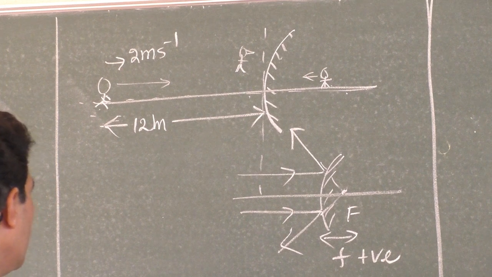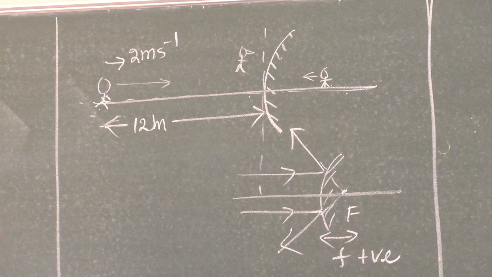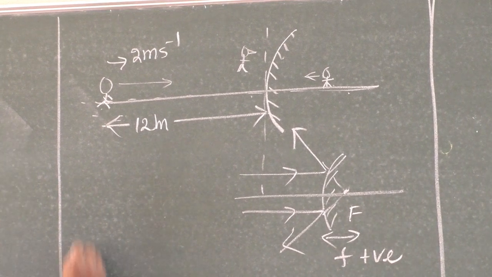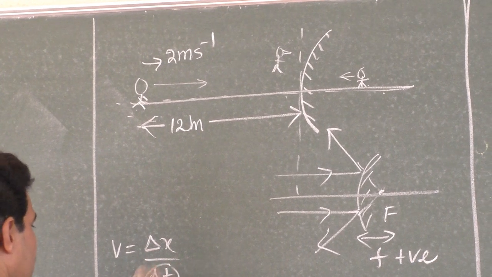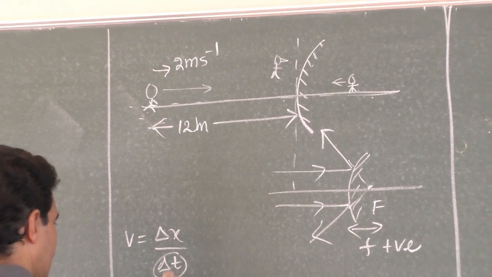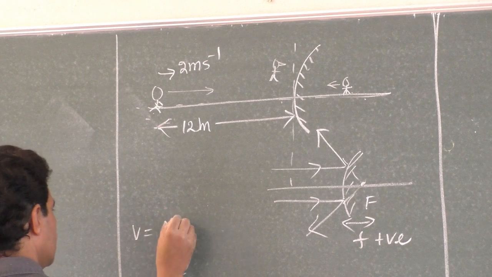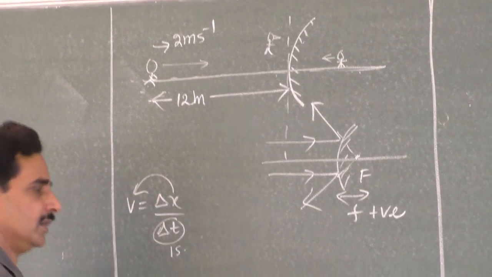Okay. Now I will analyze it as I did in the previous problem. Just now I have told, speed is equal to rate of change of distance with respect to time. So if time is 1 second, then the magnitude of displacement itself is speed. Okay?